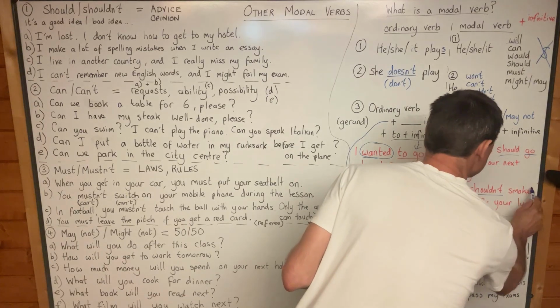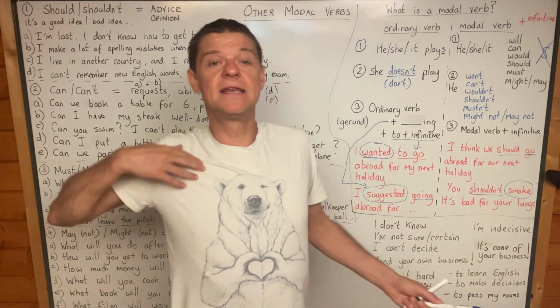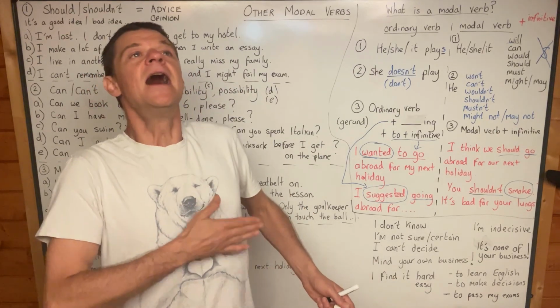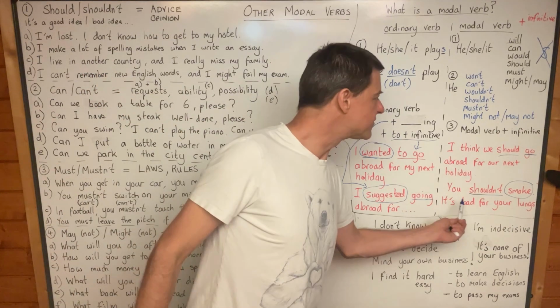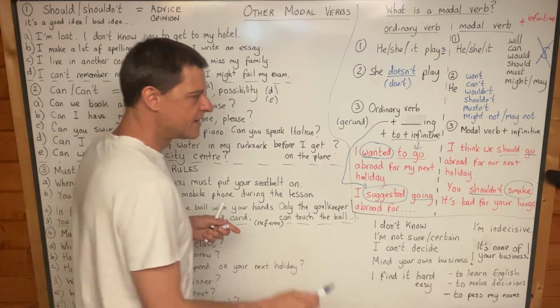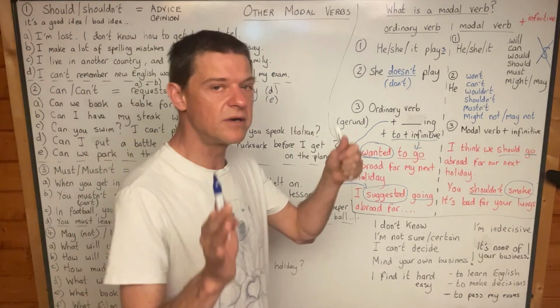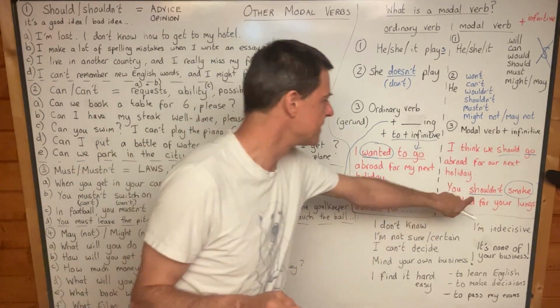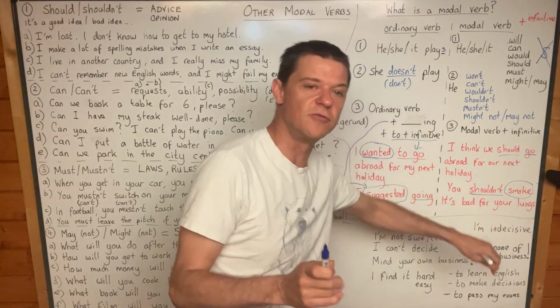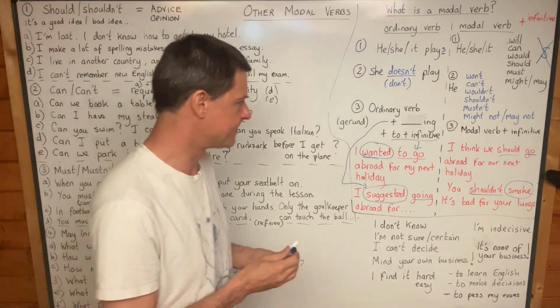Yeah, but here's another example. You shouldn't smoke. Why? It's bad for your lungs. You remember lungs, yeah? We breathe into our lungs, and so you shouldn't smoke. It's bad for your lungs, okay? So shouldn't smoke, not shouldn't to smoke. It's a very common mistake, very typical mistake to put a to after a modal verb, but it's a mistake. Don't make this mistake, okay?